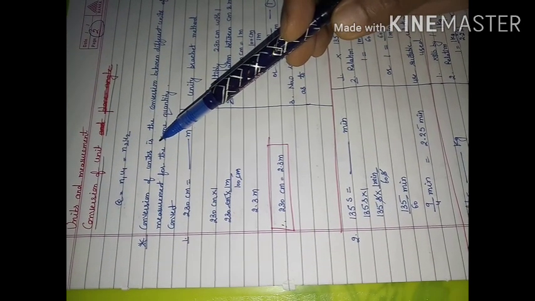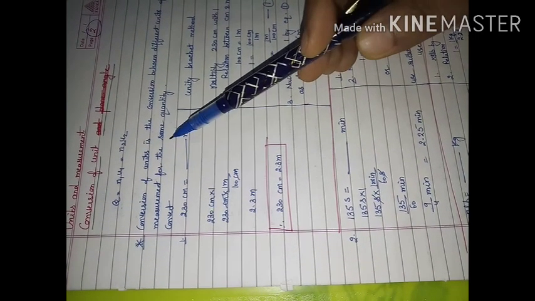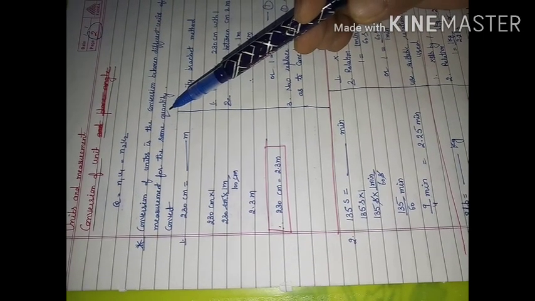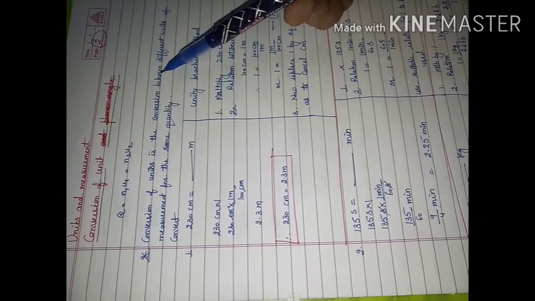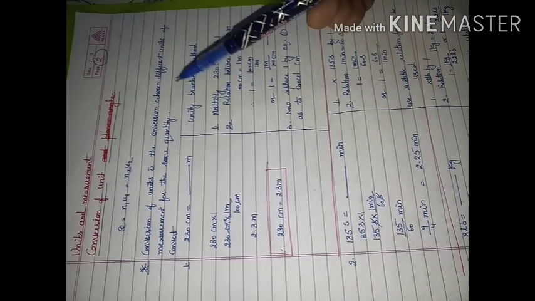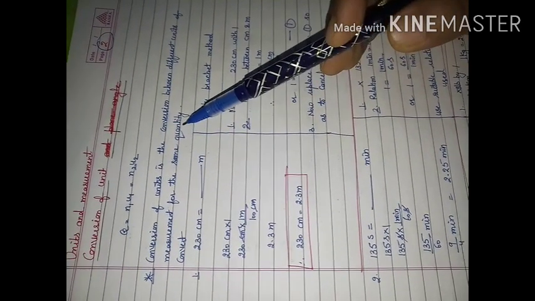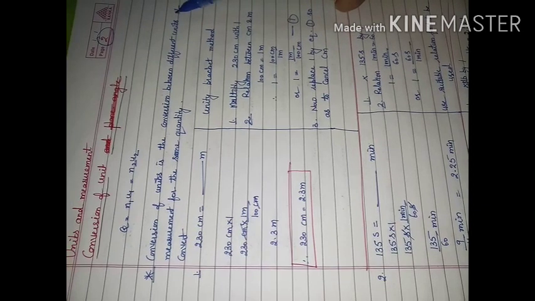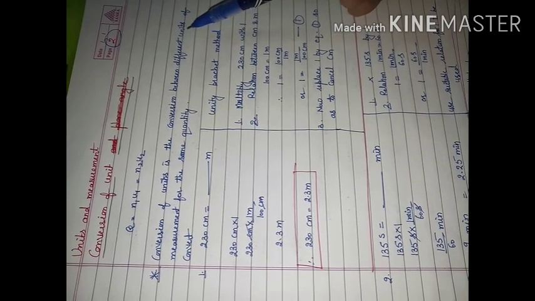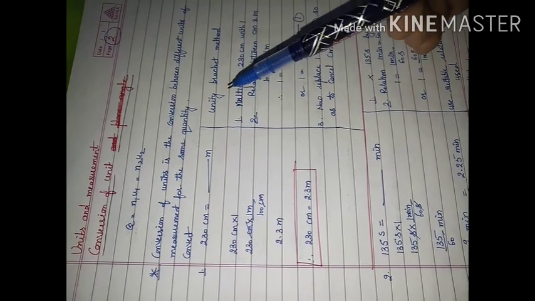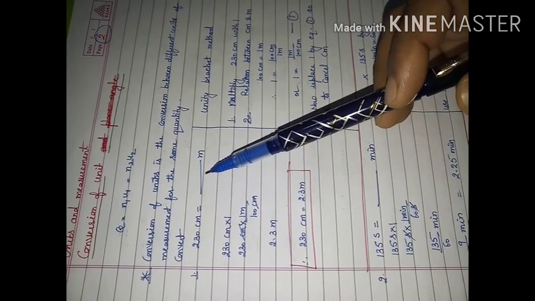Conversion of unit means the conversion between different units of measurement for the same physical quantity. For example, if the quantity is length, then this conversion can be between centimeter, meter, millimeter, kilometer, etc. It means the physical quantity will remain the same, but the units will be different. So we have to go from one unit, either from smaller to bigger or bigger to smaller. For example, this is given to you: 230 centimeter is equal to dash meter.